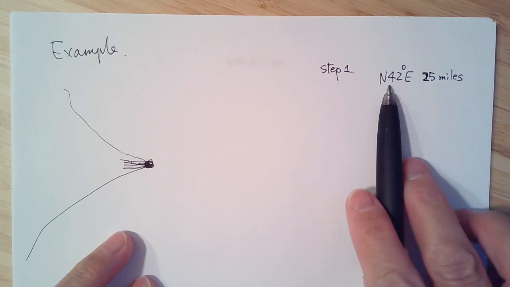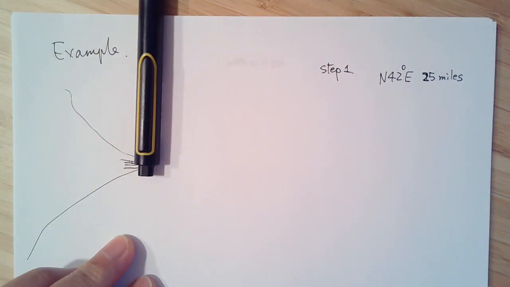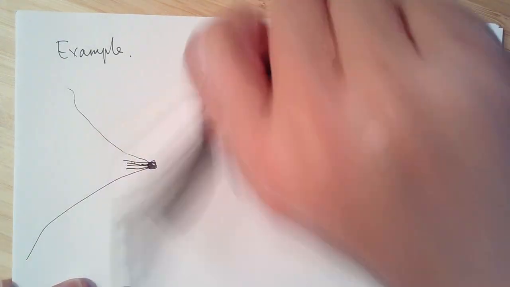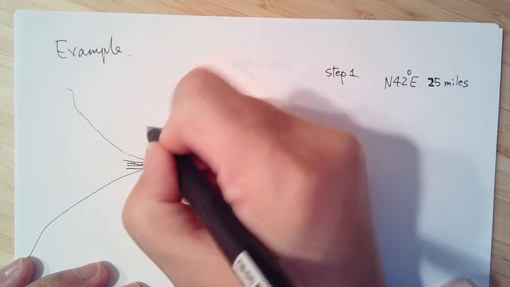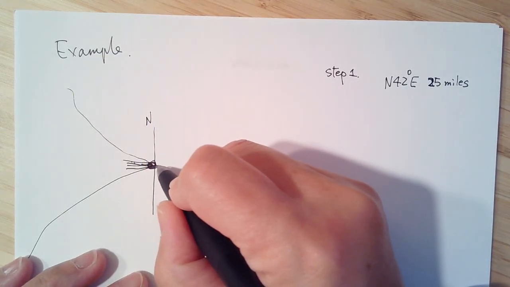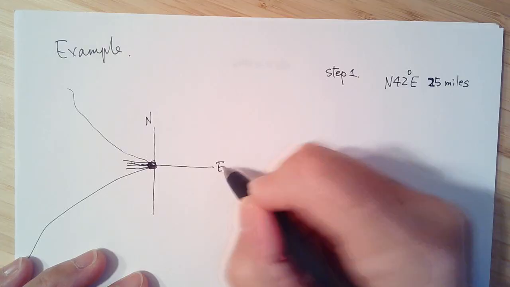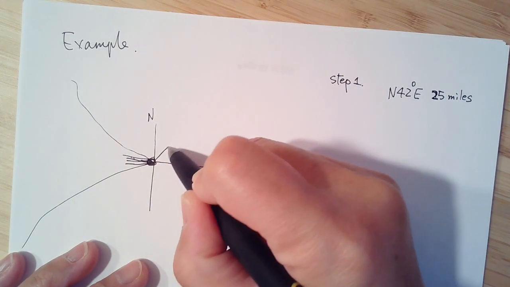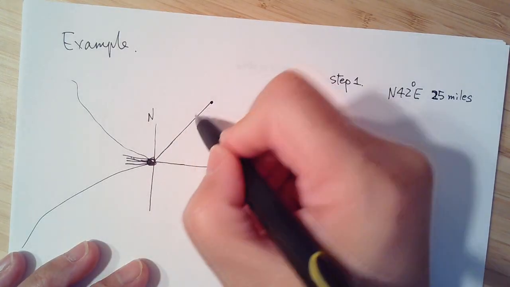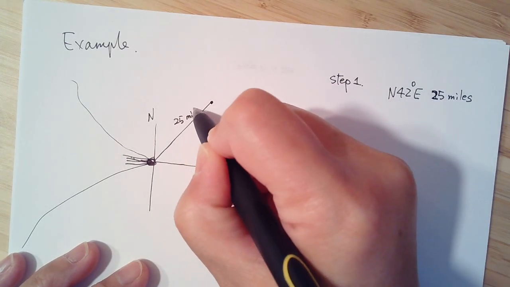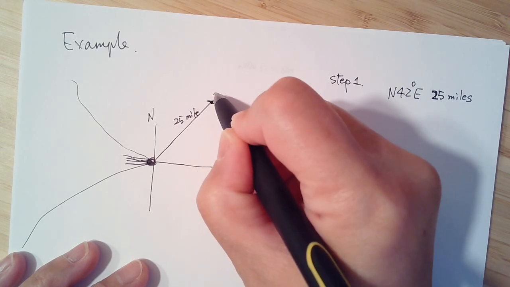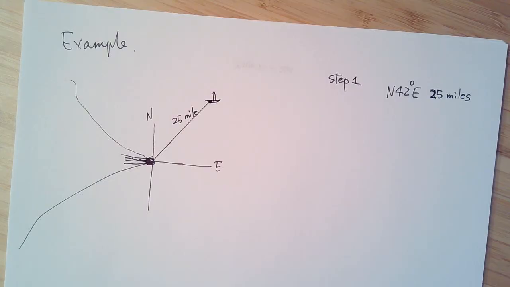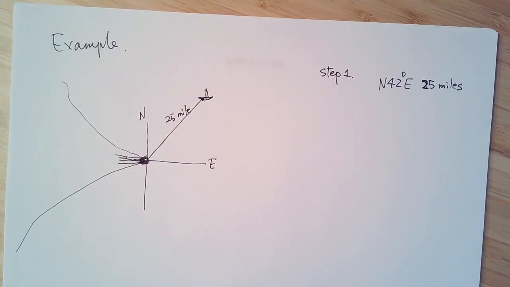Yeah, N42 degrees E. So that's an N, and here's E. So I'm going to go N42 degrees E. Make sense? So there's an N, and this is E, right? So 42 degrees, which is about here. And then the length is 25 miles. Hey, that's my little boat. I can find it. Now you see how I use it? Yes, I use the bearing plus the distance to find the boat.